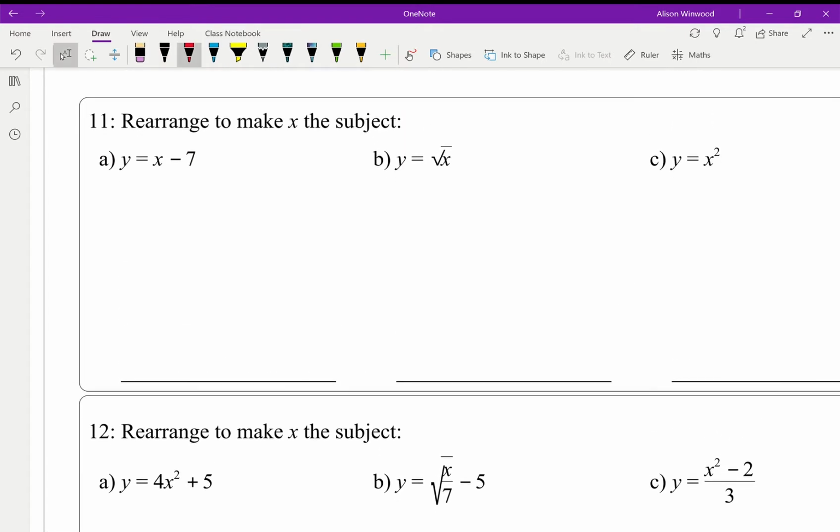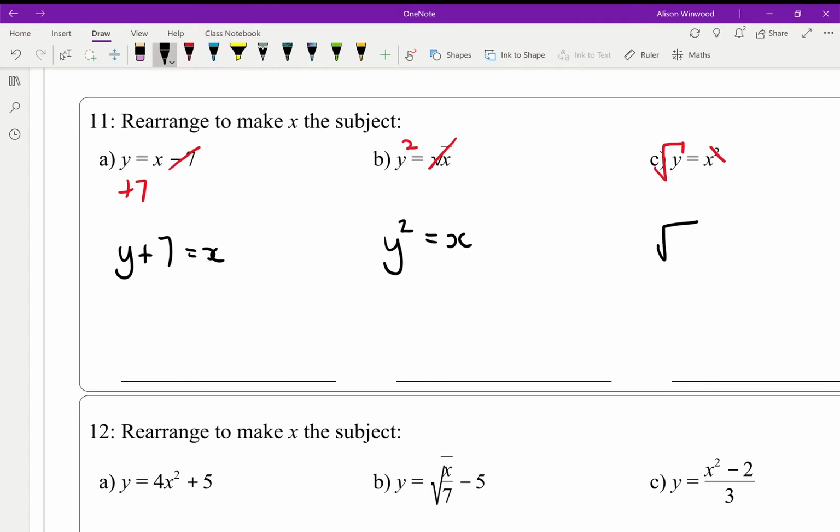Rearranging is similar. I want to get x on its own, so I'm going to add 7. To get y, add 7 equals x. Opposite of square rooting is squaring, so I get y squared equals x. Opposite of squaring is square rooting, so the square root of y equals x.